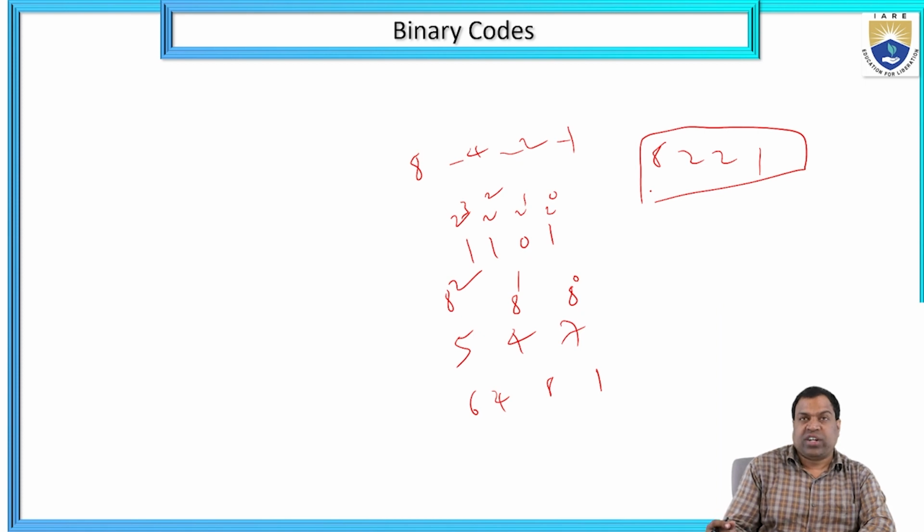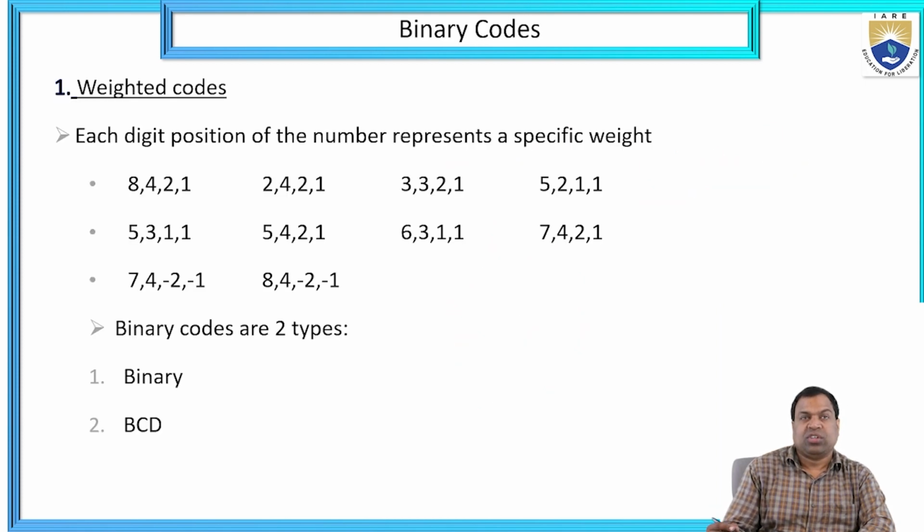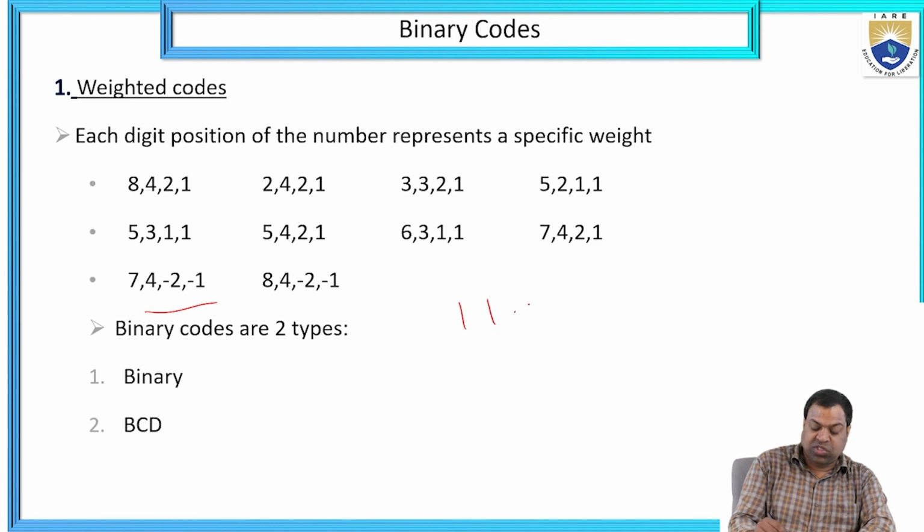We will discuss later what the weighted codes and non-weighted codes are. Weighted code: each digit position of the number represents a specific weight. 8421, 2421, 3321, 5211, 5311, 5421, 6311, 7421, 74 minus 2 minus 1, 84 minus 2 minus 1. Why do I get minus 1? Suppose fractional values are there. Fractional values mean we get 2 power minus 1, 2 power minus 2, like this. So we get negative powers, which are the fractional values.